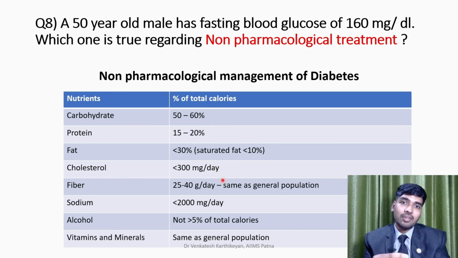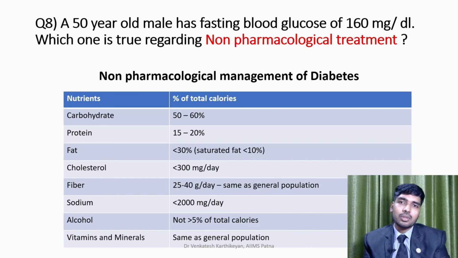Whereas in our option we were having, it should include more dietary fibers. No, even diabetes patients should have the same level of fibers. Sodium should be less than 2 grams, not less than 5 grams. Alcohol should be less than 5% of total calories, not less than 10%. And vitamins and minerals are the same as that of the general population.